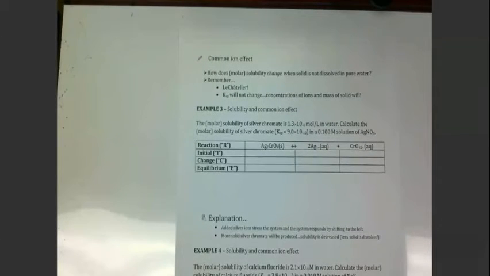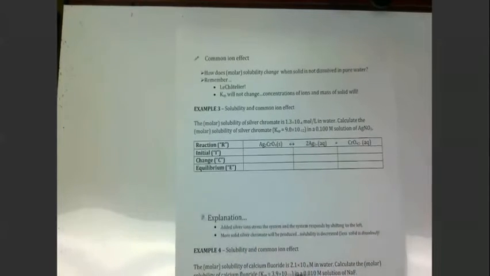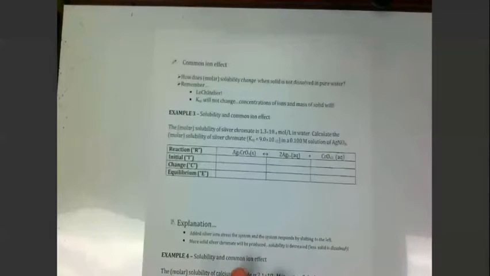So now that you've had a little bit of practice with solubility and understanding what Ksp is, we're going to look at the common ion effect and try to make some decisions here. Okay?